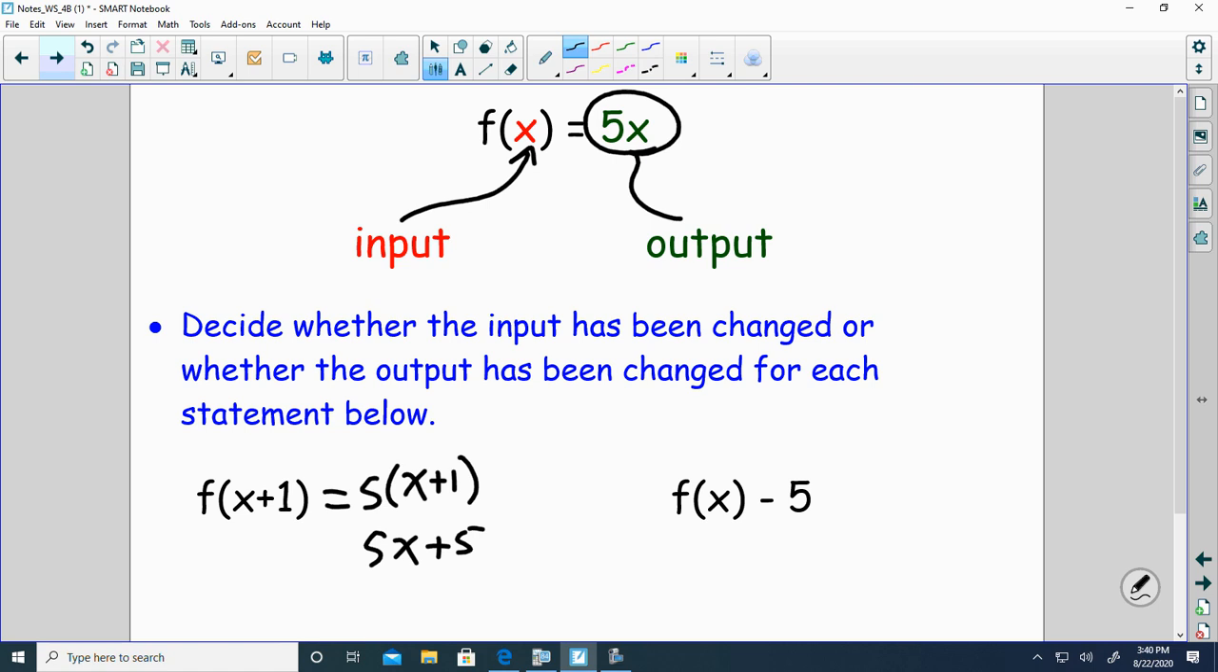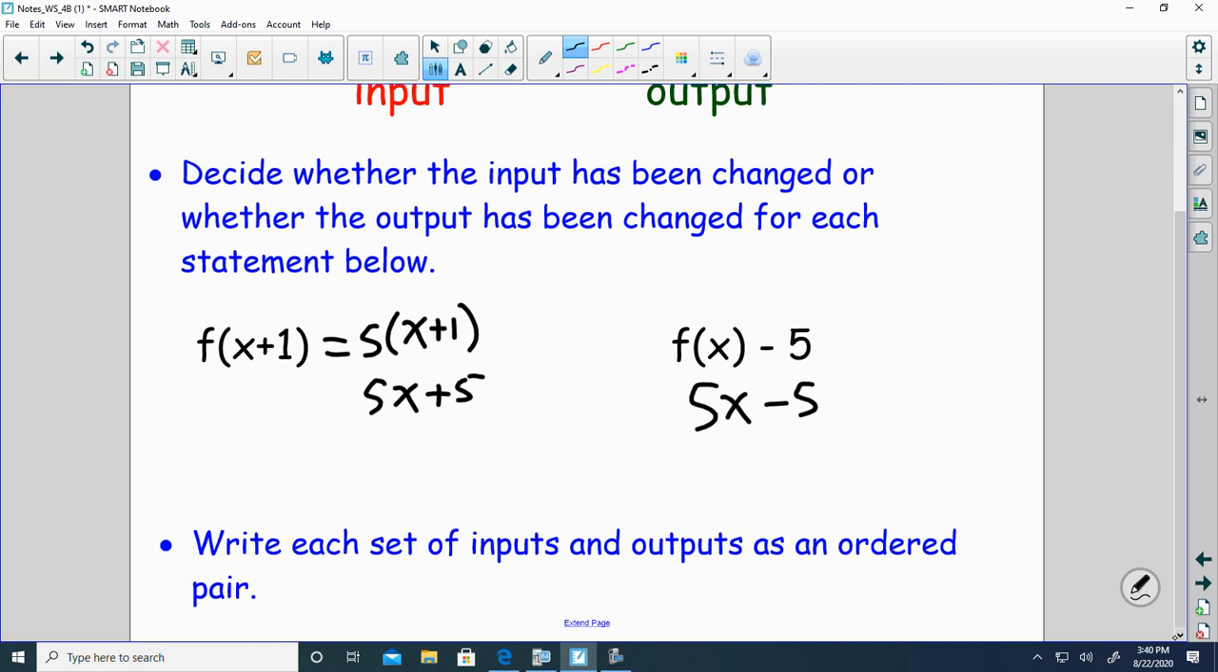And then take a look at this one. What do we really do with this one? Am I affecting the input at all? No. This is just staying the same, but this is saying, hey, at the very end, we're going to subtract 5. So I'm going to take the 5x that I knew, and I'm going to subtract 5 from it. I can't combine like terms, so that problem is now done.